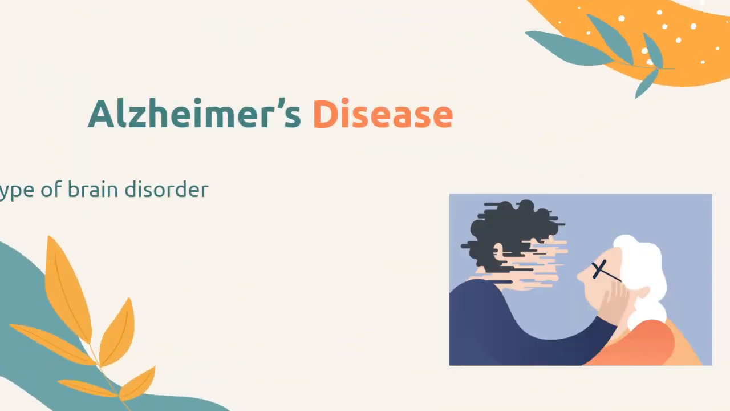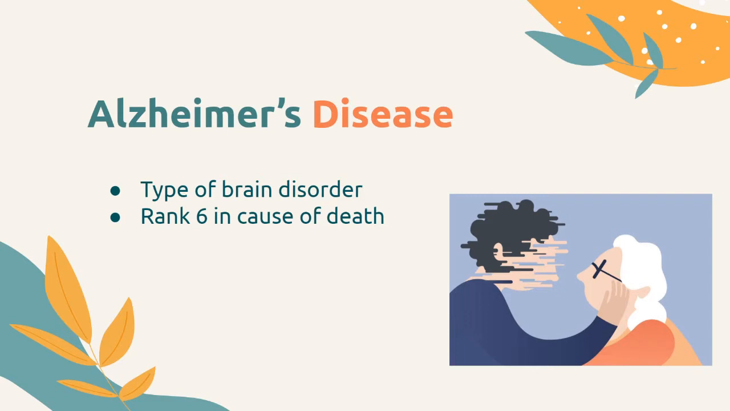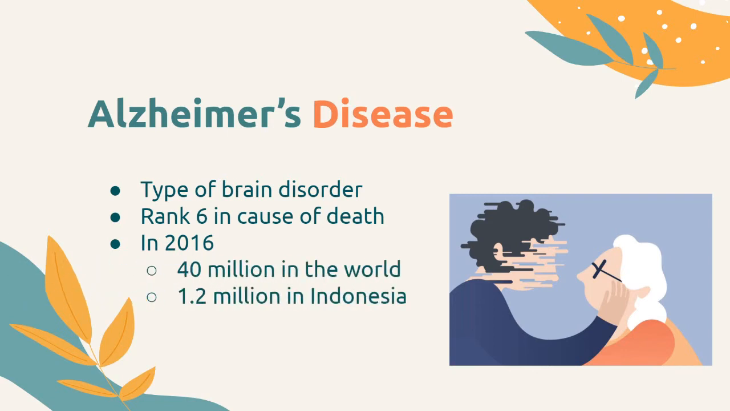Alzheimer's disease is a type of brain disorder that can affect patients' memory. This disease is ranked 6th in cause of death with 37.3 deaths in 100,000 people. Because of this, drugs that can be used to treat the disorder are needed to reduce the number of Alzheimer's patients.